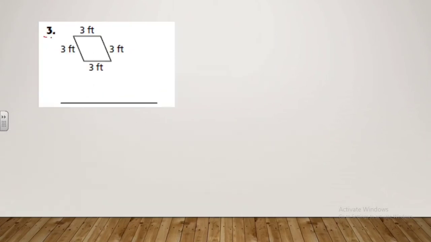Let's continue. Here in the third question, he wants me to find the perimeter of this shape. How can we find the perimeter? Can you tell me? Yeah. I will add these sides, so it will be 3 plus 3 plus 3 plus another 3. That equals what? To make it easy, add each two 3s together. So 3 plus 3 equals 6, right? And 3 plus 3 equals 6. And 6 plus 6 equals what? Equals 12. That's great.